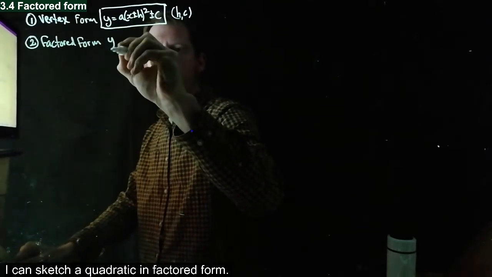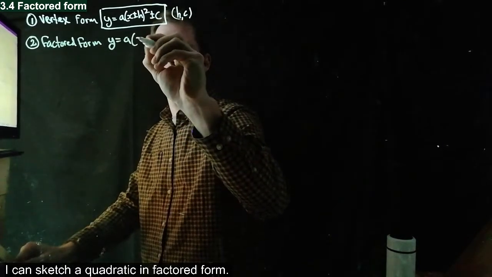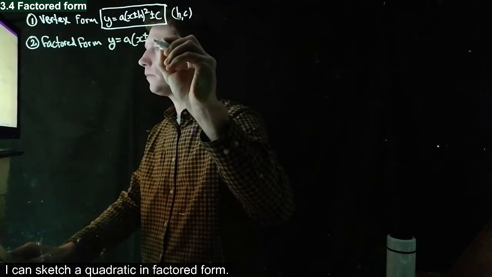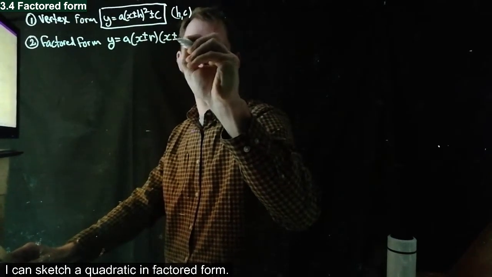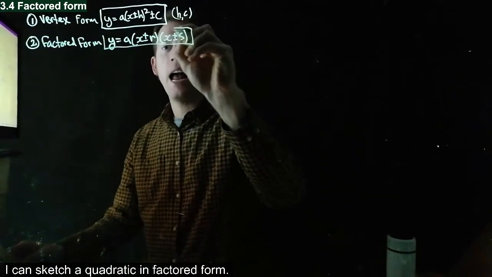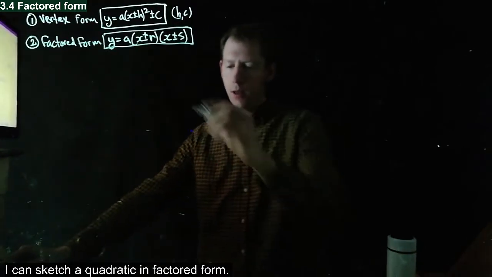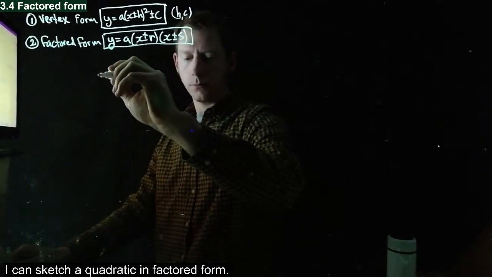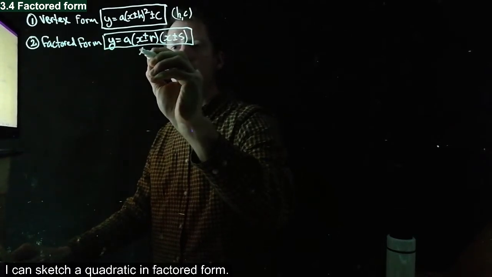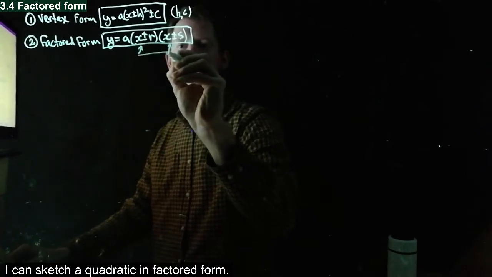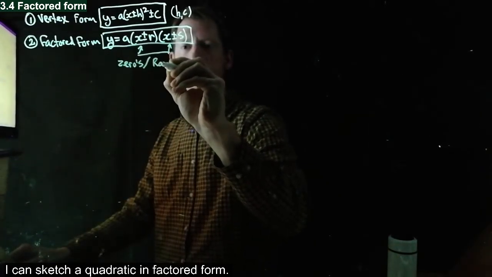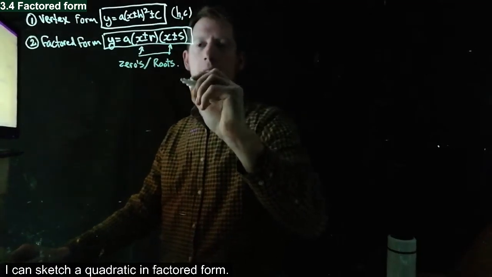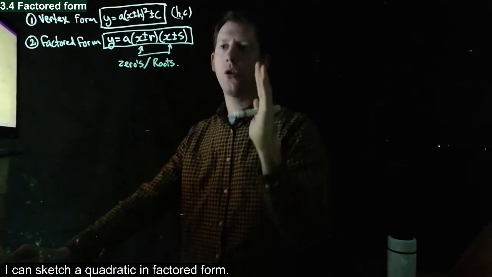The factored form is y is equal to a times (x plus or minus r) multiplied by (x plus or minus s). What is the factored form good for? The factored form, these inside are my zeros, or we call them roots. That's when the function crosses the x-axis.